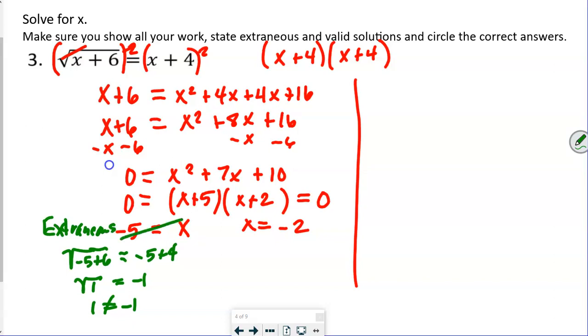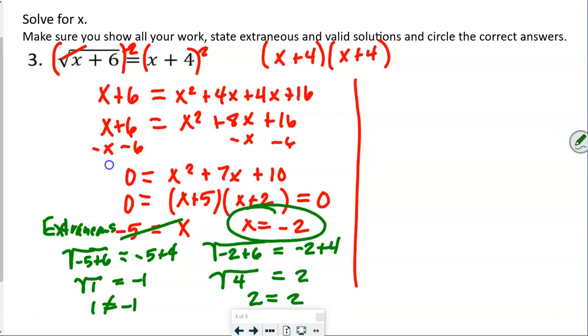Okay, and so let's check this other one over here. So this one's going to be negative 2 plus 6. Is that equal to negative 2 plus 4? So this is going to be the square root of 4. And the square root of 4 is 2, so 2 does equal 2. So this is our actual solution, okay? So when you guys were showing us work, you should have shown us all that work, all right?